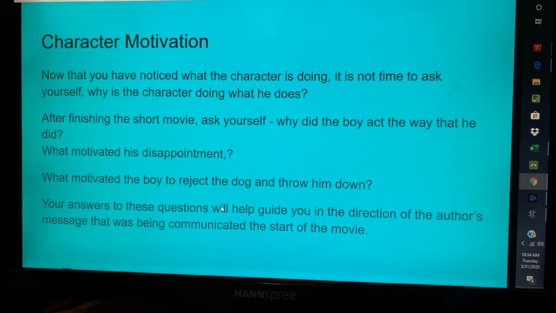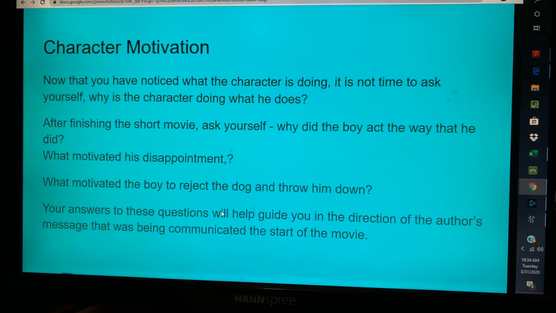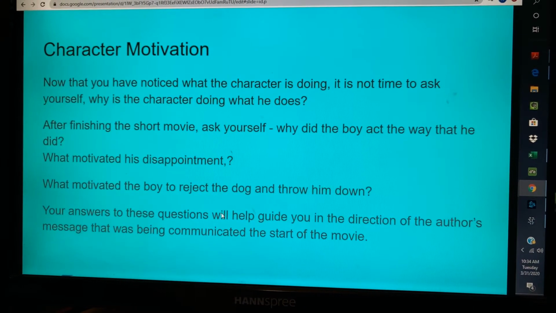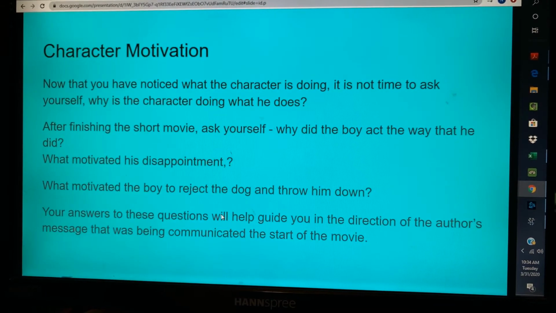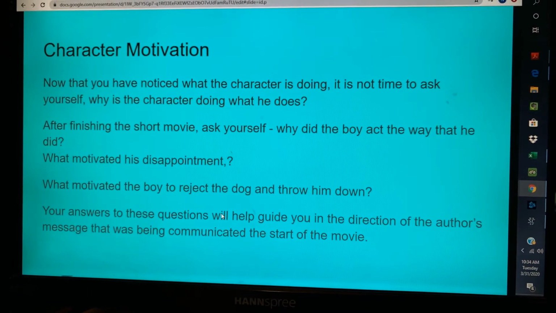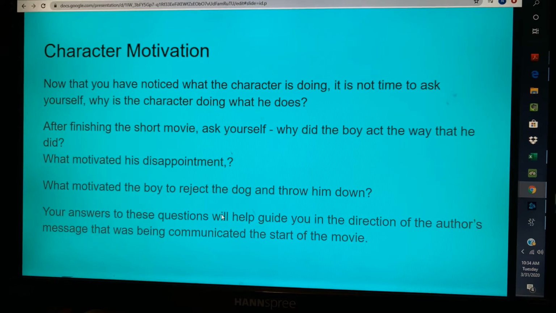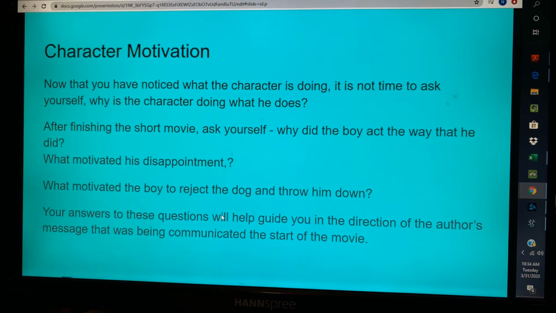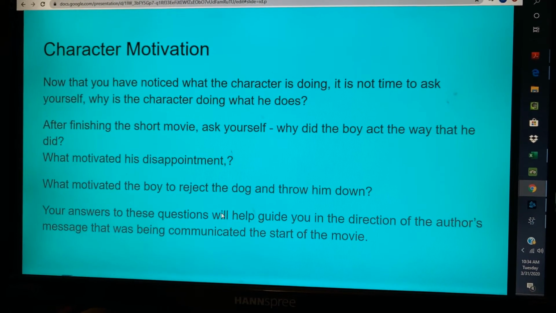This is where the biggest part of the analysis comes. It's in character motivation. Now that you've said, hey, I've looked at this character, I've noticed what he's doing, I've asked myself, what's the character and what's he doing? What's going on here? What's he saying? And after this short movie, I asked myself, why did the boy act the way that he did? What motivated his disappointment? What motivated the boy to reject the dog and throw him down? The answers to my questions here are going to show me what kind of a character he is.